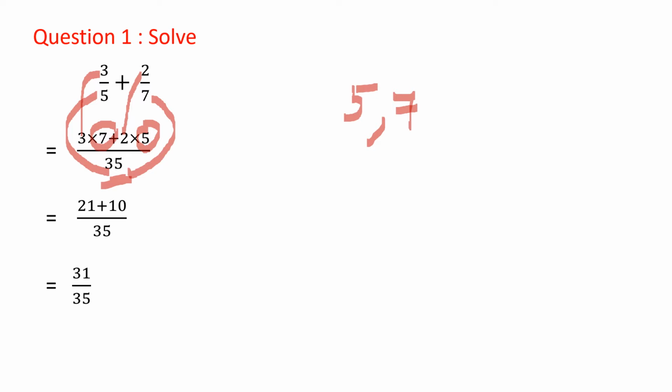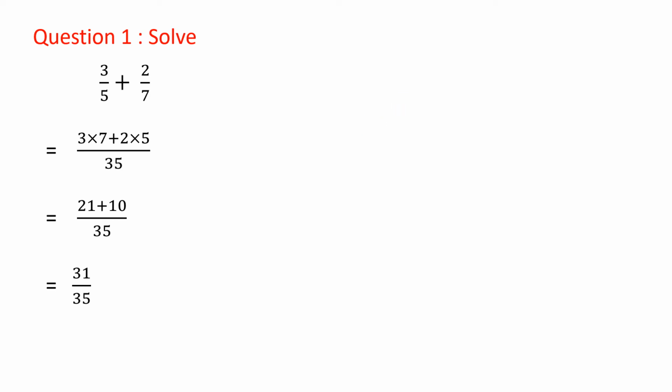Now, after multiplying, we get the answer. So let's multiply. 3 into 7, 21. 2 into 5, 10. 35 remains as it is. So 21 plus 10 is 31. So 31 by 35 is your answer, right? So very simple. First you take the LCM, then you solve it. That's the only method.